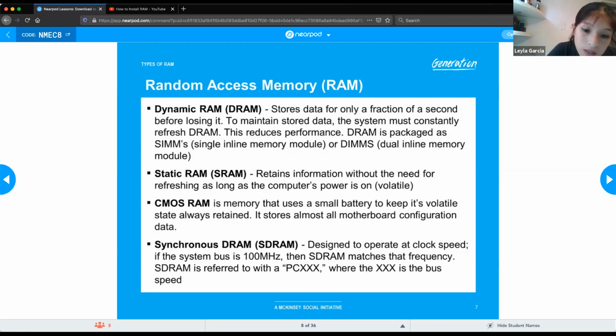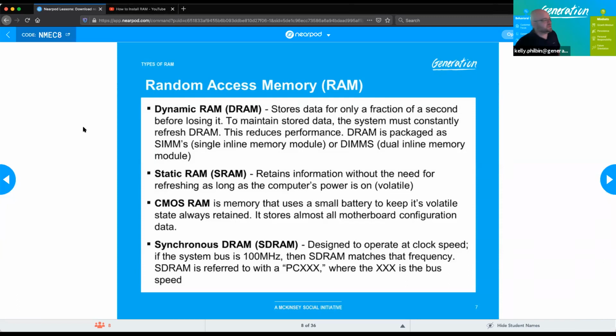Static RAM retains information without the need for refreshing as long as the computer's power is on, which is volatile. CMOS RAM is memory that uses a small battery to keep its state always retained. It stores all motherboard configuration data. Synchronous DRAM, designed to operate at clock speed. If the system bus is 100 MHz, then SDRAM matches that frequency. SDRAM is referred to with a PC triple X, where the triple X is the bus speed.